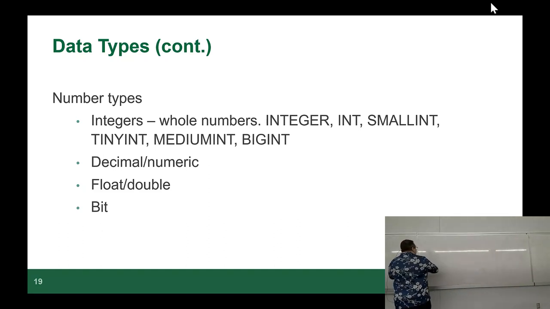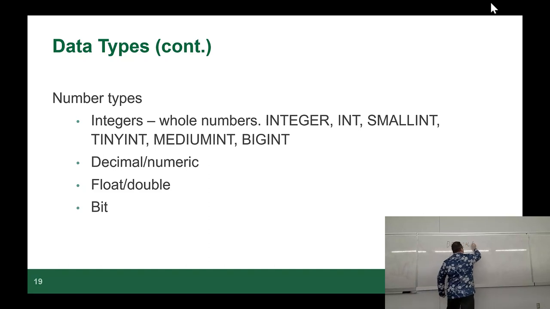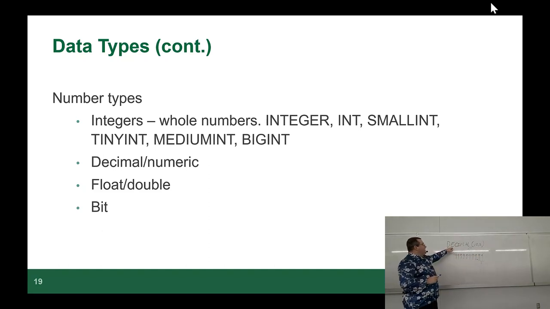So if you define something as (10, 2), this allows you to store this. So if you define something as either decimal or numeric, it's the same. They're aliases to each other. 10, 2 means you're allowed to store 10 digits total, with 2 reserved for decimal places. It's good for money.